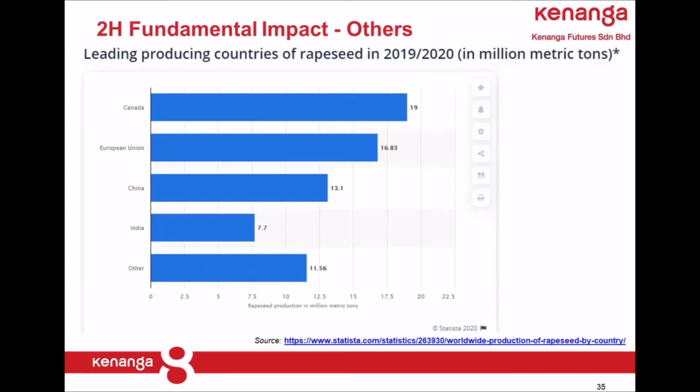Okay, this is some data on rapeseed oil. As you can see, the largest producer country is Canada, followed by the EU, China, India, and other countries.